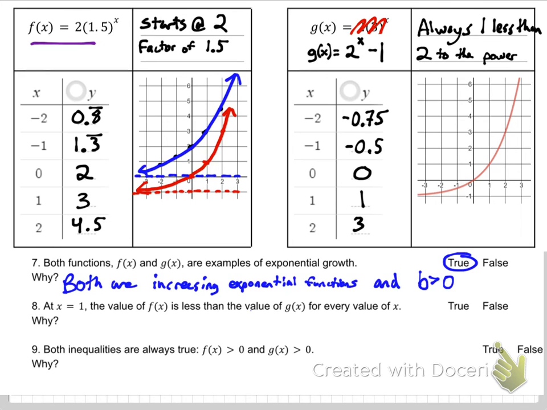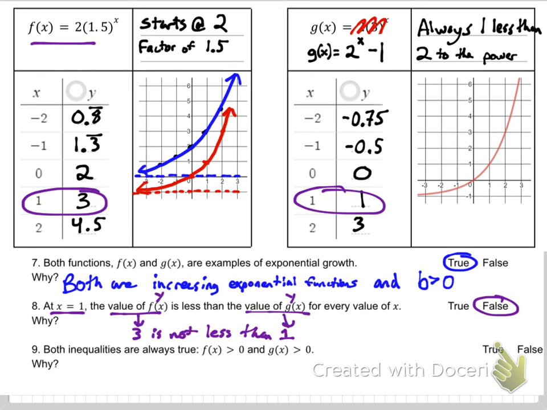At x equals 1, the value of f of x is less than the value of g of x for every value of x. Why? Well, at x equals 1, notice that we're talking about the y values here. We only have one point to test. We can see that right there in the table. That 1, 3 is actually bigger than 1, 1, so this statement is false. G of x is less than f of x, not the other way around. 3 is not less than 1.